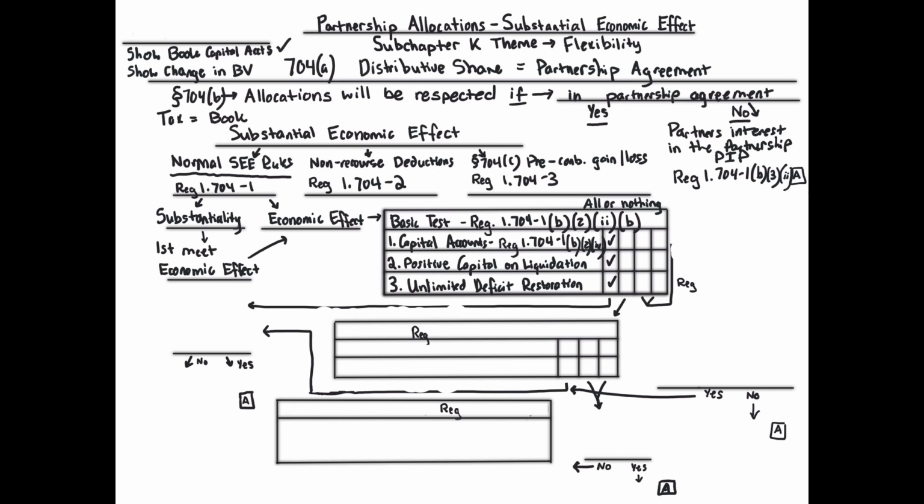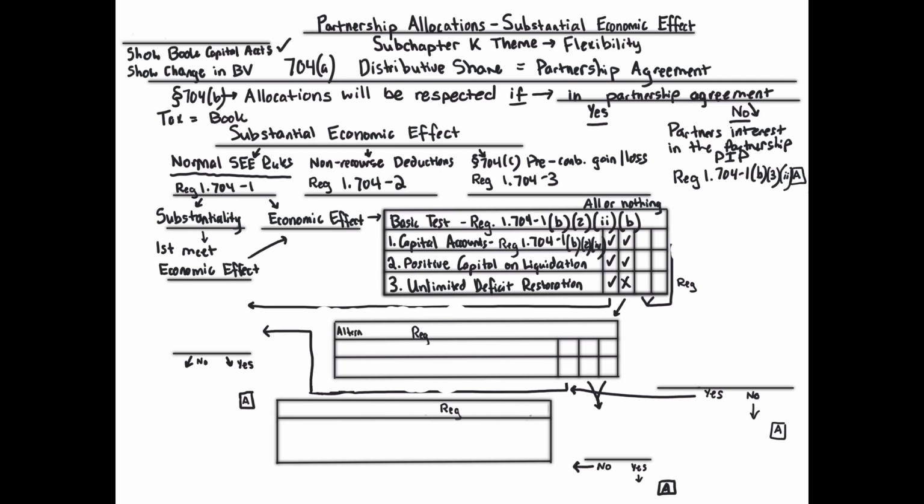So some of you might be wondering, well, then how would we ever have substantial economic effect? Because there's so many limited partnerships, LLCs out there, limited liability partnerships, limited partnerships where people have limited liability. And that's a great question. And we're going to talk about that in a moment. That's where we get into the alternate tests. Okay, so if we meet the first two requirements, but fail the unlimited deficit restoration because, again, of that issue, then we're going to proceed to the alternate test.